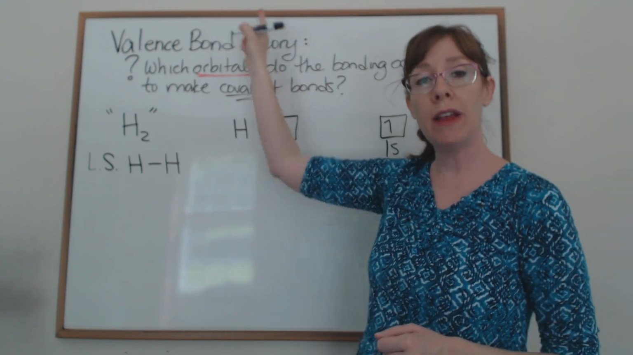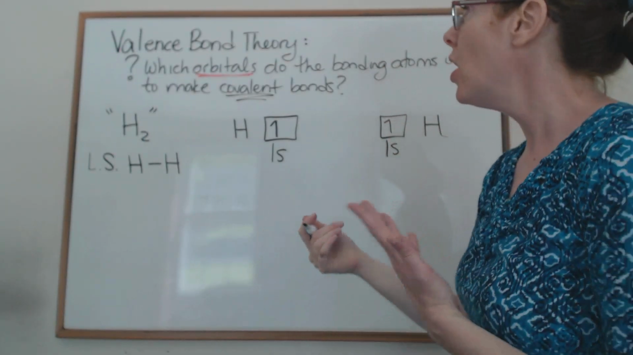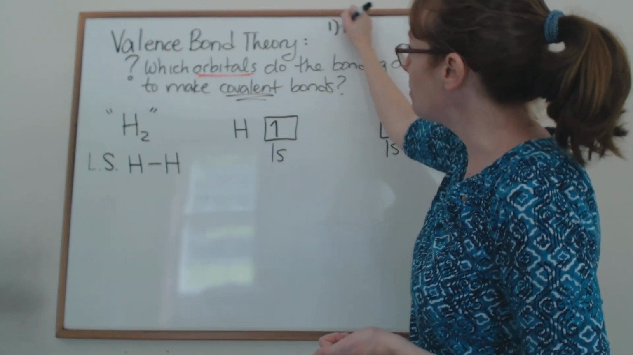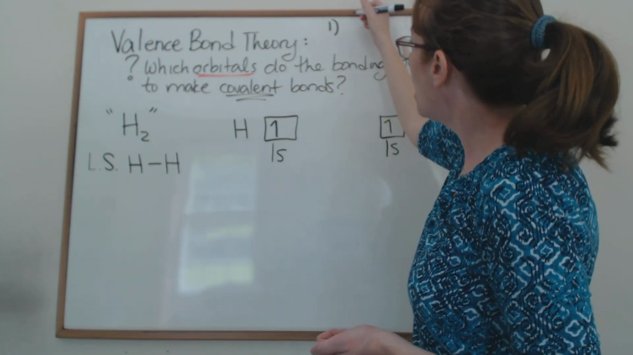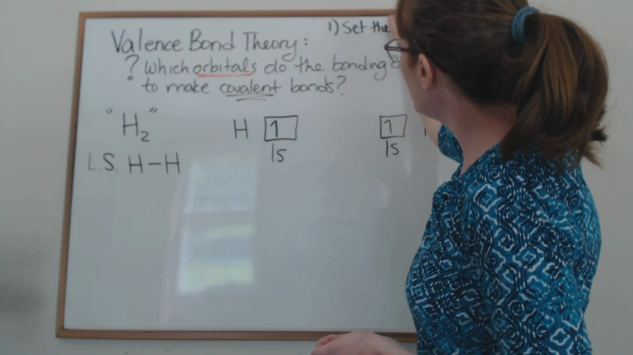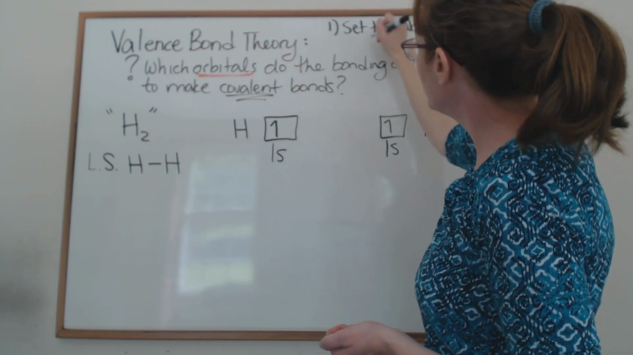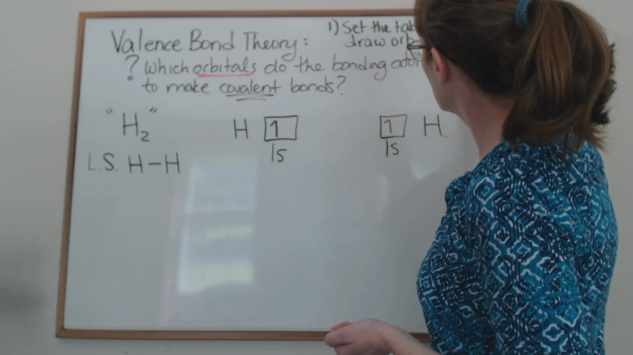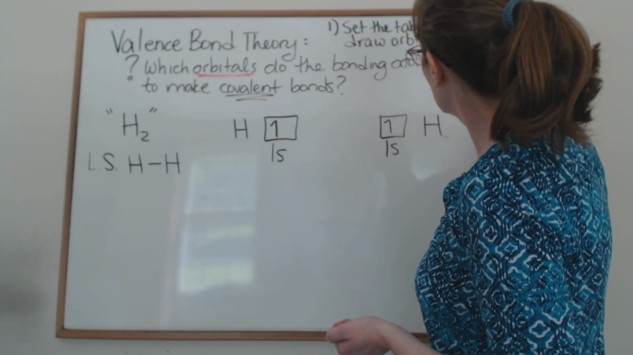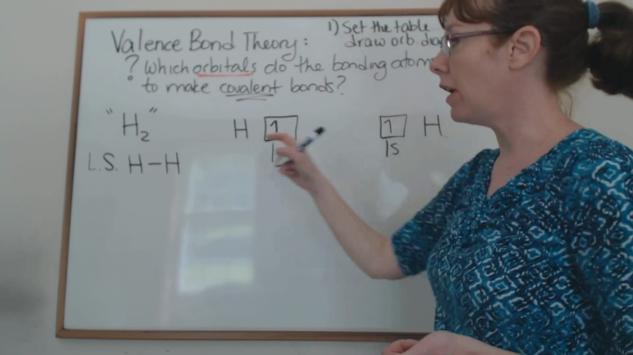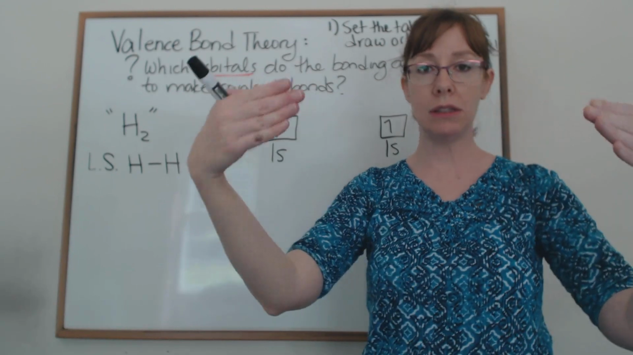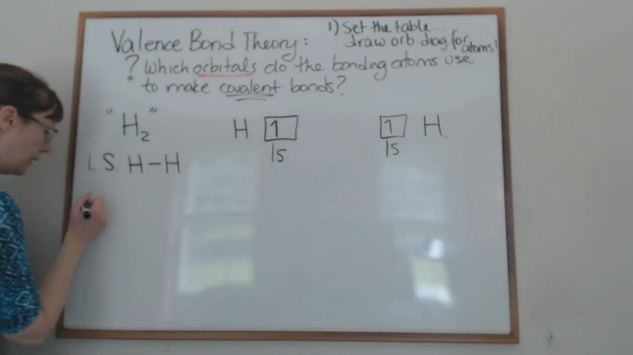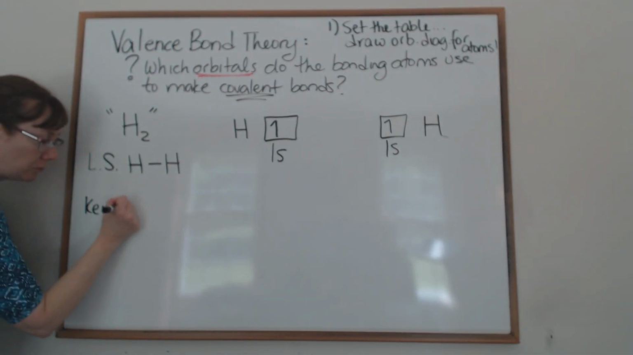When you do valence bond theory, how do you apply it? It's not quite a step-by-step like the other ones, but I start with this: set the table, meaning draw orbital diagrams for the atoms that are involved in the bond. So draw them just as two separate hydrogen atoms. And now here's the key point of valence bond theory.